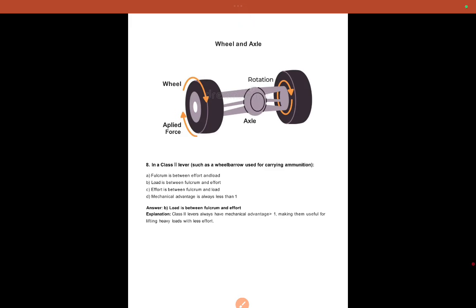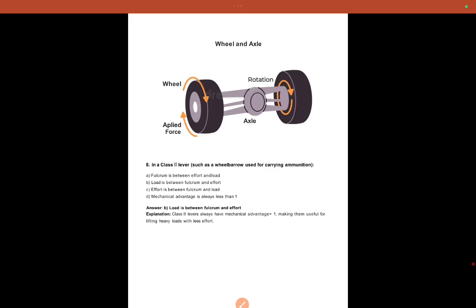Coming to the next one, question number 8: in a class 2 lever, the wheelbarrow is used for carrying communication. So here in the wheelbarrow, the load is between the fulcrum and effort. Class 2 levers always have a mechanical advantage greater than 1, making them useful for lifting heavy loads with less effort.